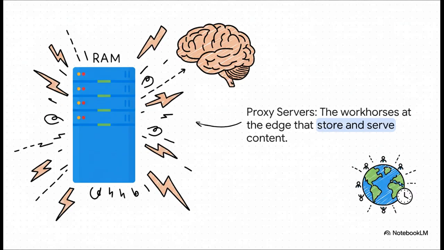Next, you have the proxy servers themselves. These are the workhorses, the boots on the ground at the very edge of the network. These servers are what make a CDN feel so incredibly fast because they're physically close to you and they're serving that content directly from super fast storage, like RAM.